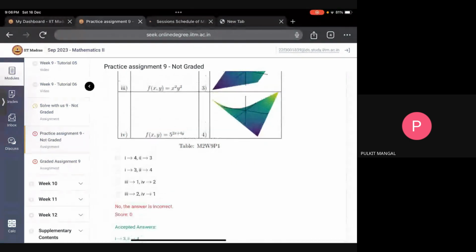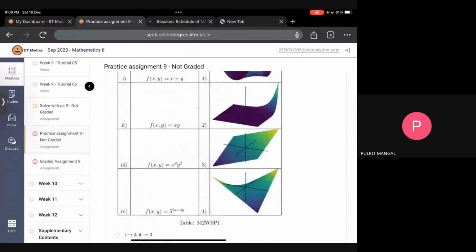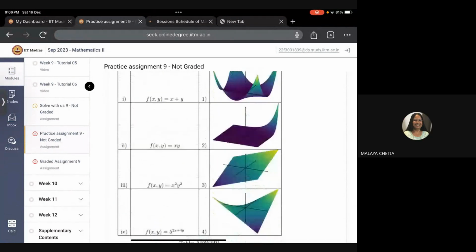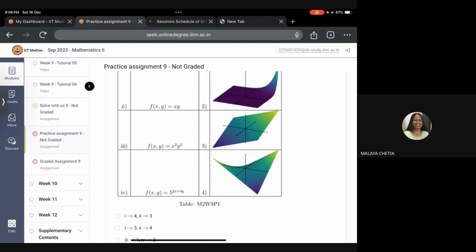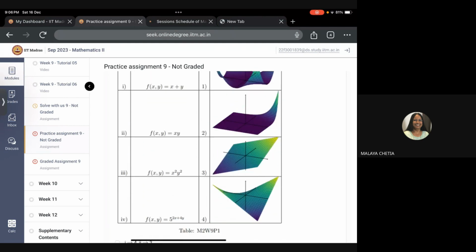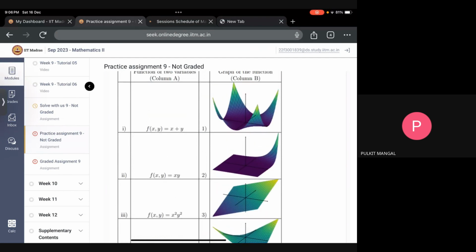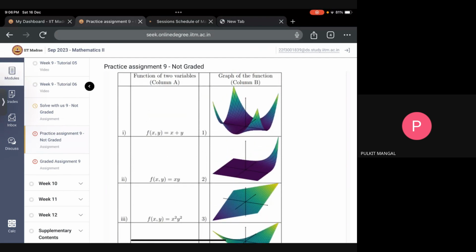Now for the second, that is x into y. It will be a parabolic kind of thing. The value of x can be positive or negative, and similarly y also can be positive or negative, so it can go below the horizontal plane also. And see, option 2 is not going negative in the graph.